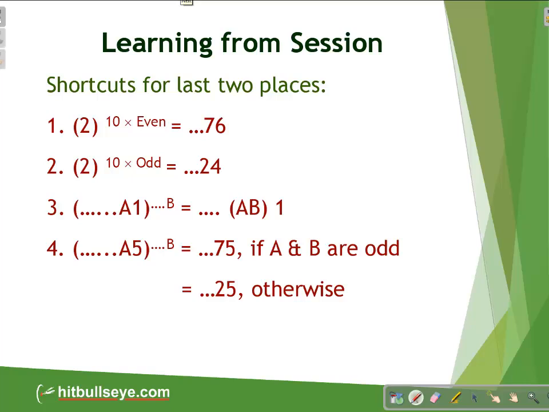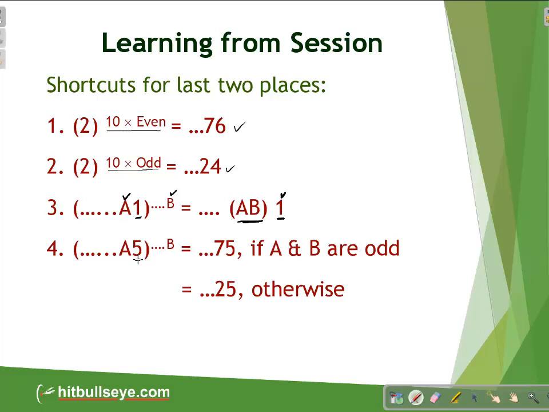Now, the shortcuts for the last two places. Whenever you have 2 raised to power 10 into even number, it will end in 76. Whenever you have 2 raised to power 10 into odd number, it will end in 24. If your number is ending in 1, before 1 we have A, and our power is ending with B, the unit place will always be 1, and the second last place will be the last place of AB.